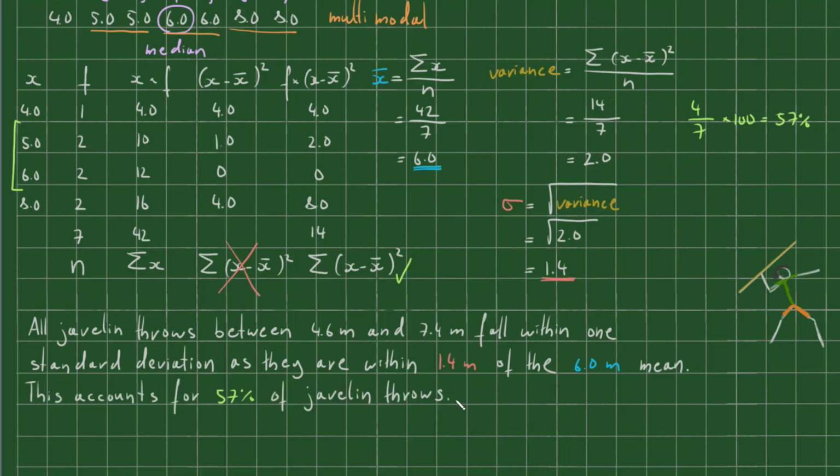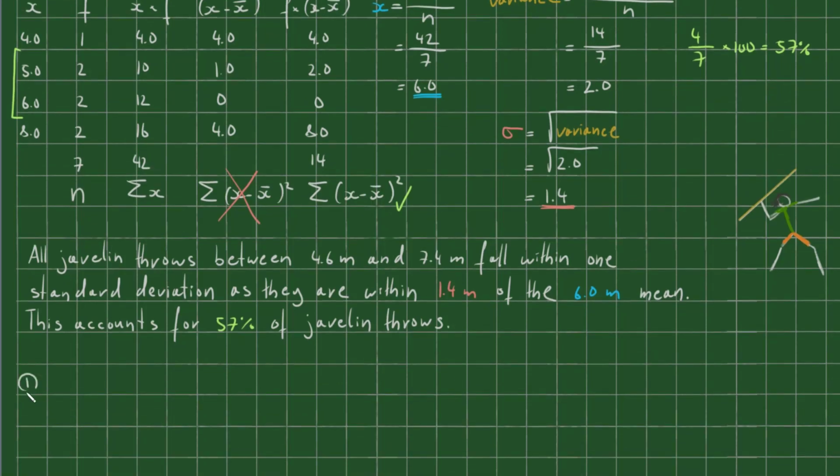So to recap, what were the steps to solve this problem? Once again, let me scroll down a little bit. Firstly, create a table. Secondly, calculate the mean. Next step is to calculate the variance. This is to be followed by calculating the standard deviation. And finally, I have calculated the percentage.